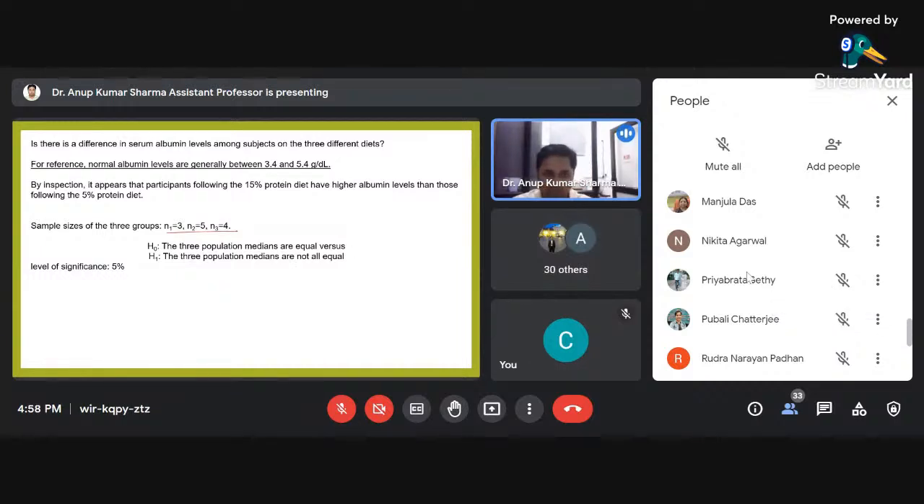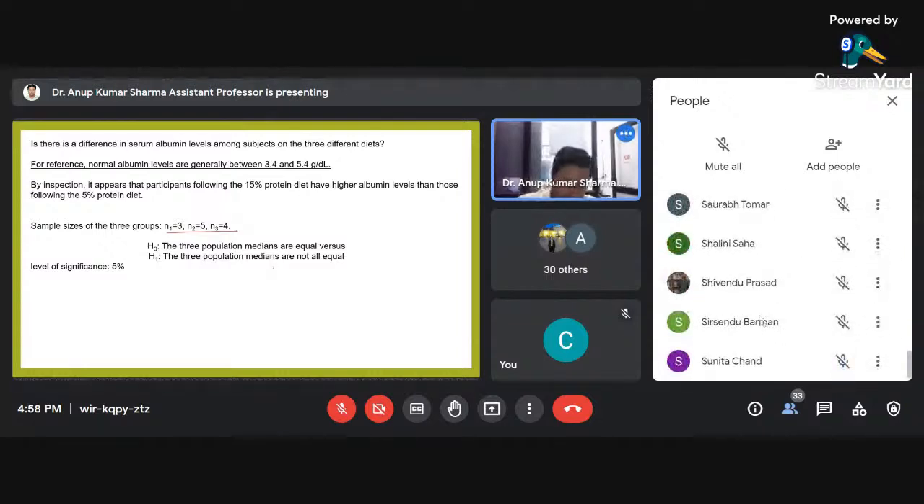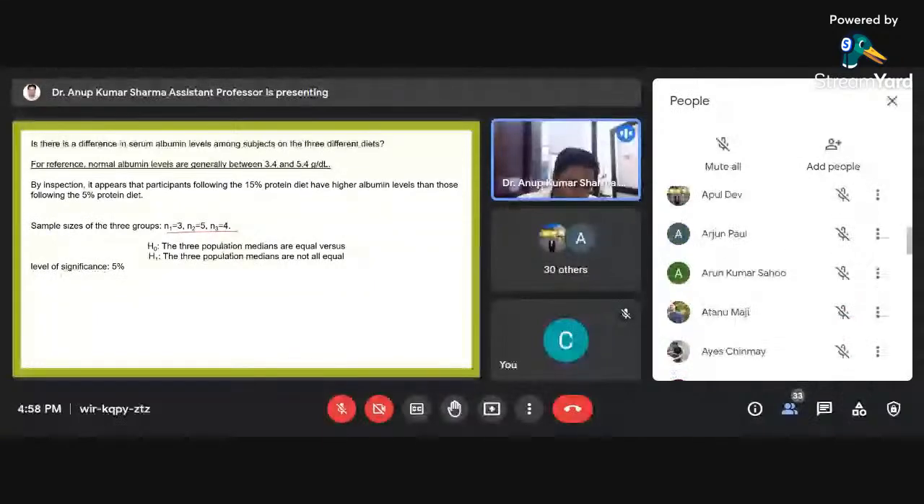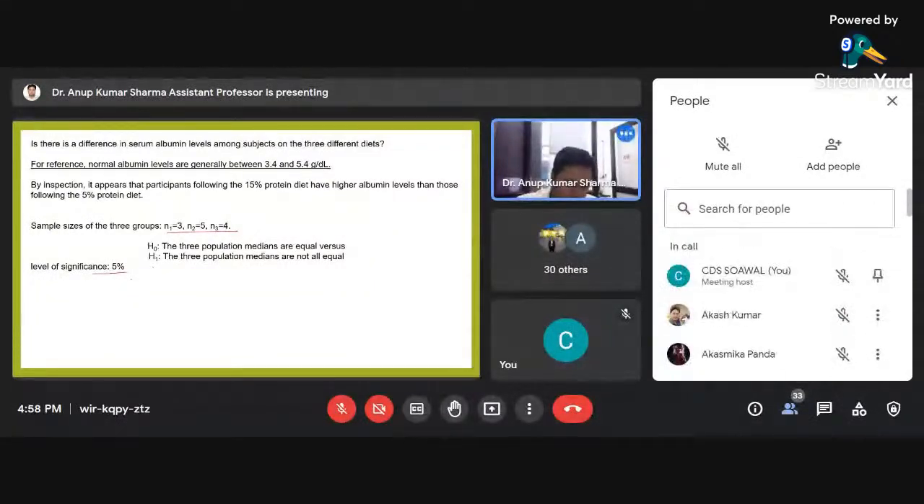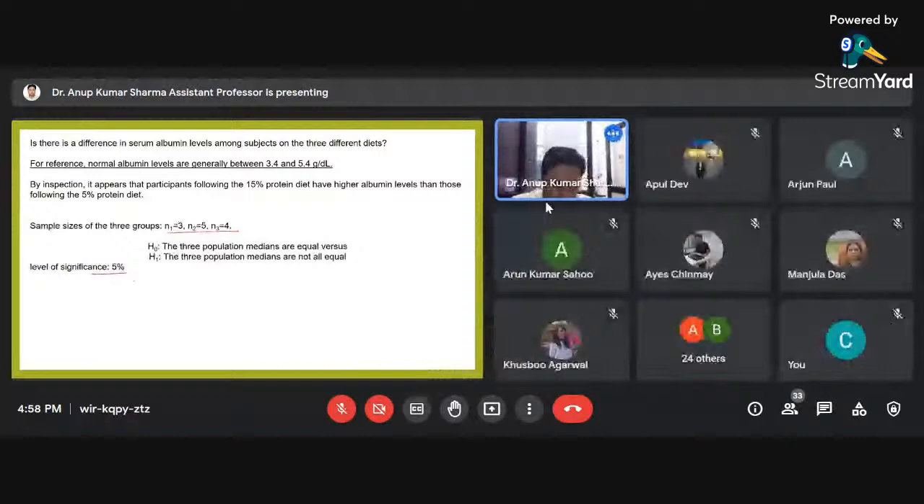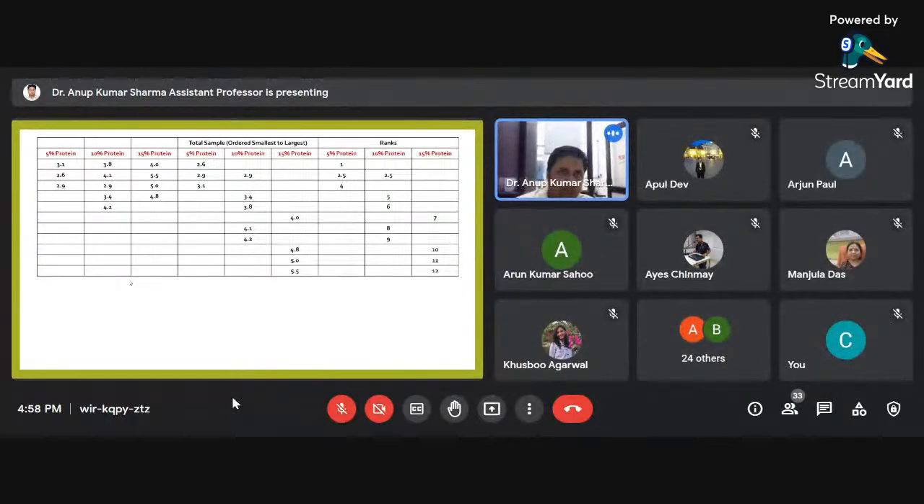We can write null hypothesis and alternative hypothesis like this: albumin levels are equal in all three populations, and in the alternative case the albumin levels are different, mutually different in all three populations. There are many ways we can write this. Here we consider the level of significance pre-assumed, 5%. This is the error we are including. Next, we follow the same steps.